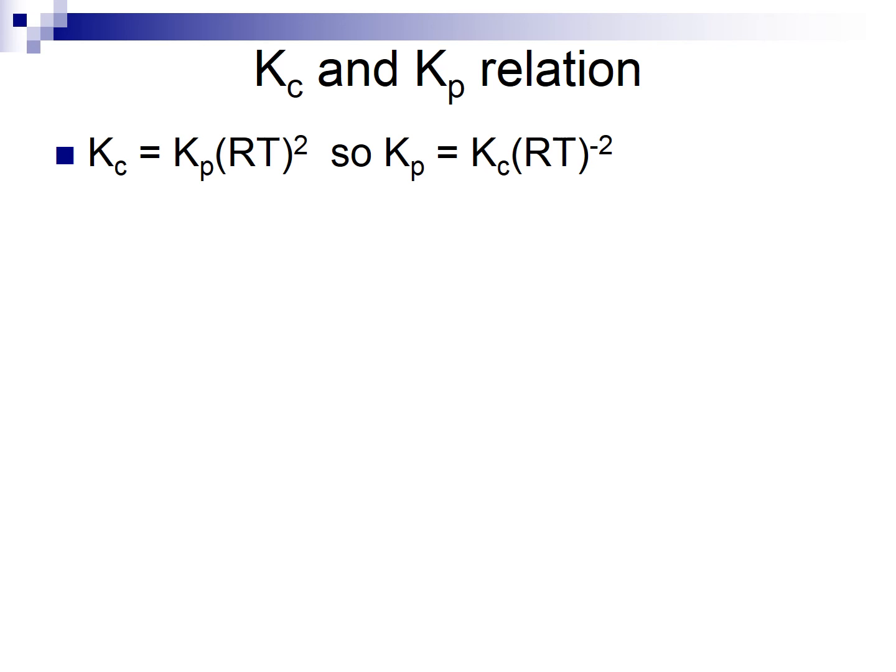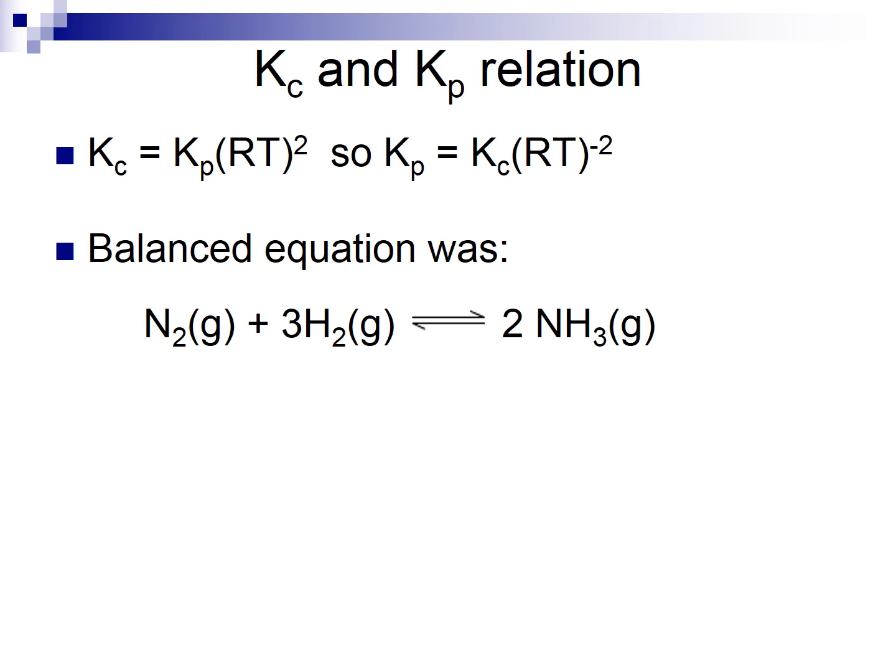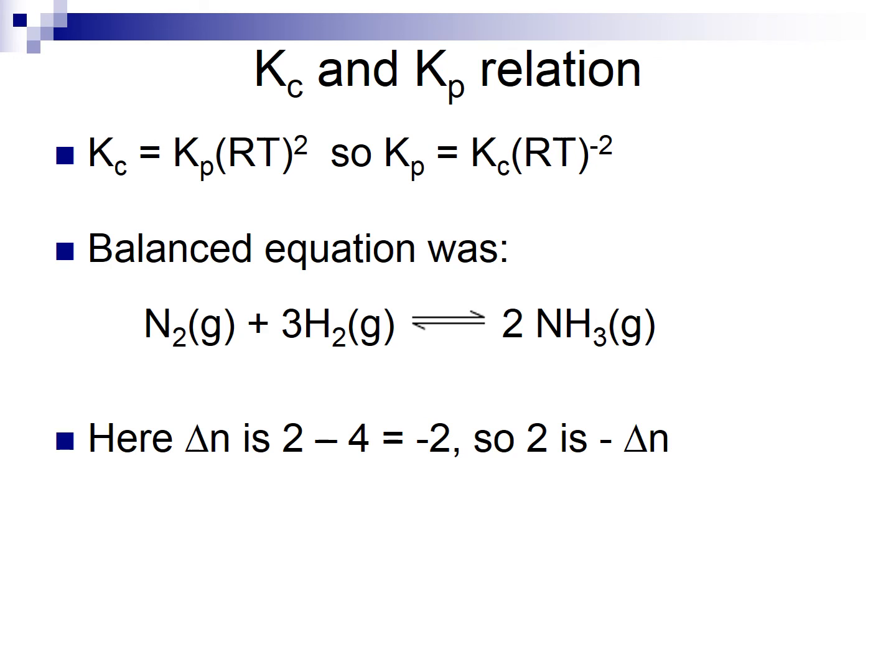If Kc is Kp RT squared and Kp is Kc RT to the negative 2, in our balanced equation we had N2 plus 3H2 producing 2NH3. The change in number of moles then is going to be 2 minus 4, so negative 2. That means that our delta N is negative 2, our negative delta N is 2. So negative 2 is delta N, positive 2 is negative delta N.